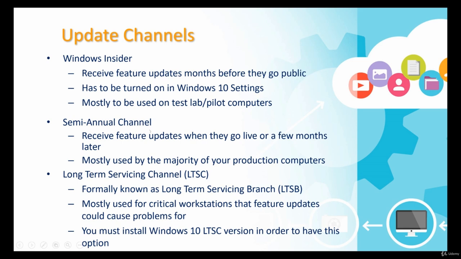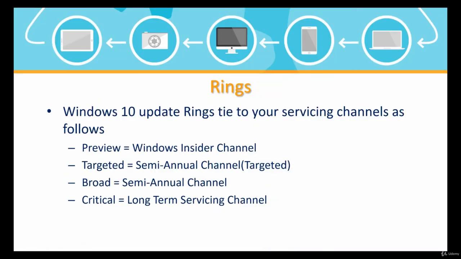Okay, so that's critical. Okay, so again, with the Windows Insider, you get the updates before they come out. Semi-annual channel lets you get the updates when they come out, and then long-term servicing channel lets you defer for a very long time. Okay, now on top of channels, we also have what are called rings, and when you subscribe to your update channels, you also are subscribing to something called an update ring, and there is 4 of those. You have Preview, which is linked to your Windows Insider channel. You have Targeted, which is linked to Semi-Annual Channel Targeted, which means you're going to get the updates right when they come out, the feature updates right when they come out.